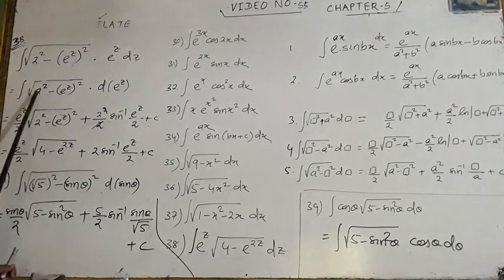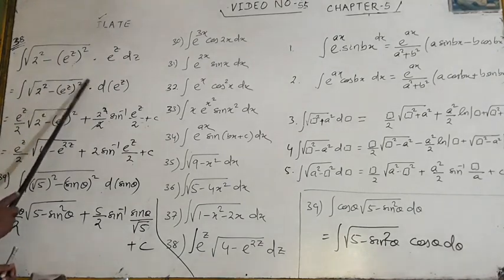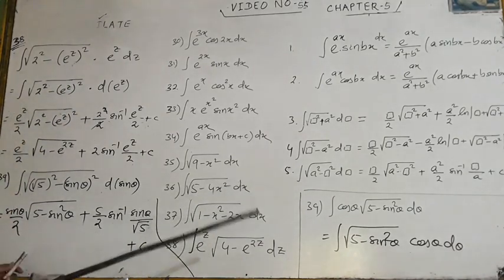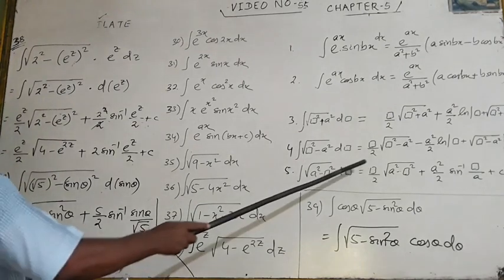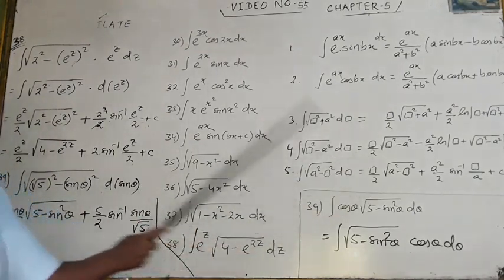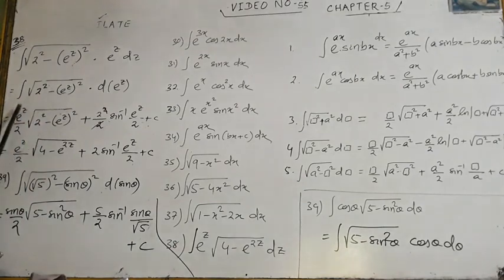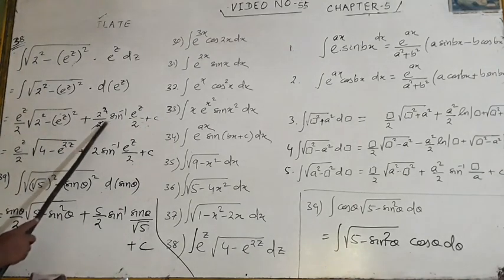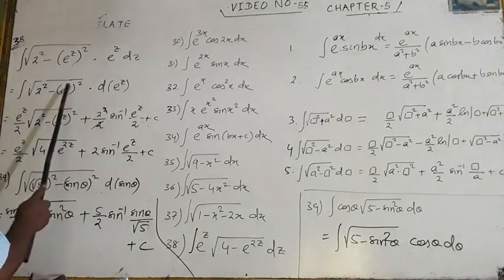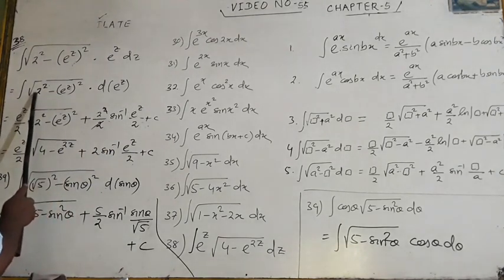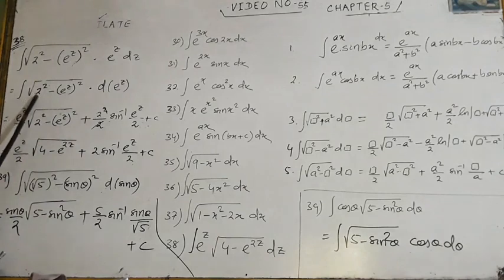And I am writing it is 2 square minus e to the power z square. The formula is box by 2, means box is e to the power z by 2, times root of 2 square minus e to the power z square, plus a square by 2 sin inverse of e to the power z by a. What is a? A is 2. In this problem, a is 2.